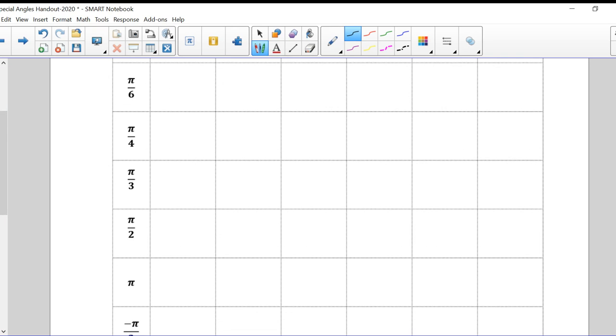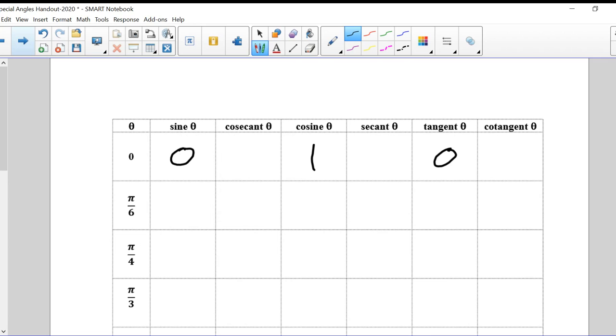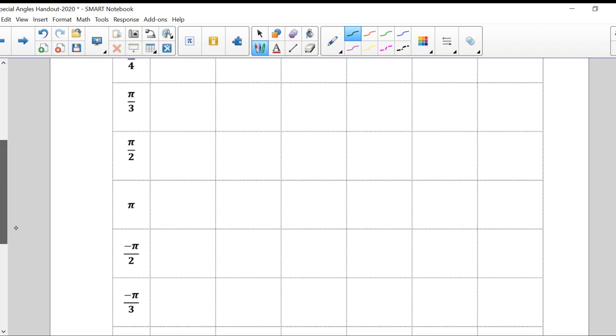So this line right here, let's try to fill that in. For pi over 2, I'm going up to this green spot right here. This is where I am right now, my pi over 2. What is my sine at that point? Sine is my y, so that will be 1. So the sine of pi over 2 should therefore be 1.